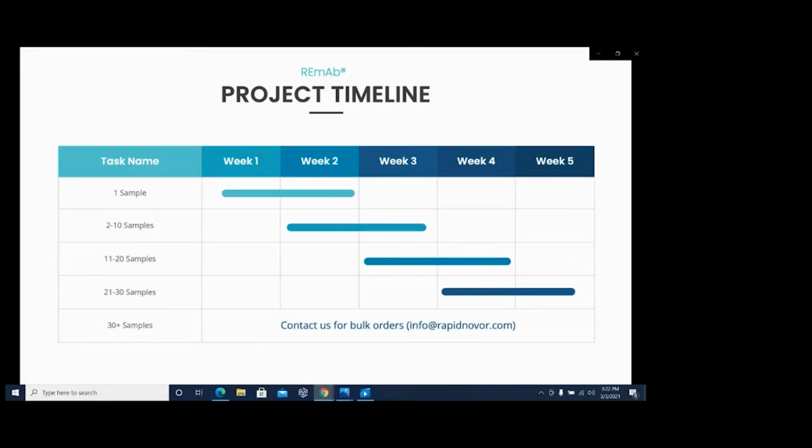But our workflow actually scales really, really strongly. So we can get up to 10 samples done in closer to 2 to 3 weeks, 20 in 3 to 4 weeks, and so on and so on.